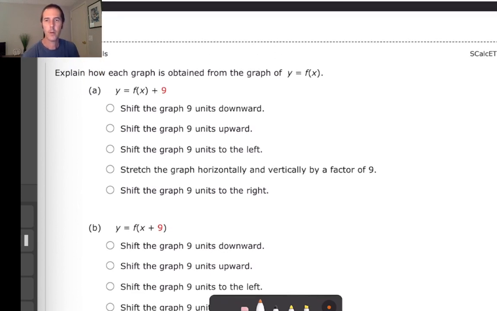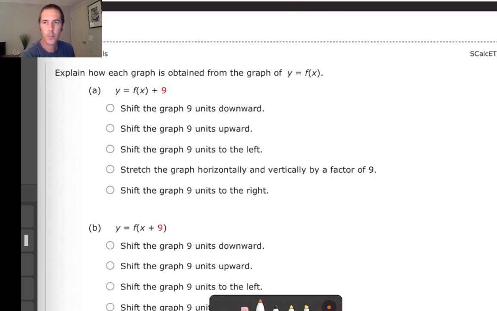The majority of the content in here would be considered review. This is information that you should know coming into a Calc 1 class, but it's very foundational to what we're going to be talking about later in the course, so let's make sure that we're up on this material.